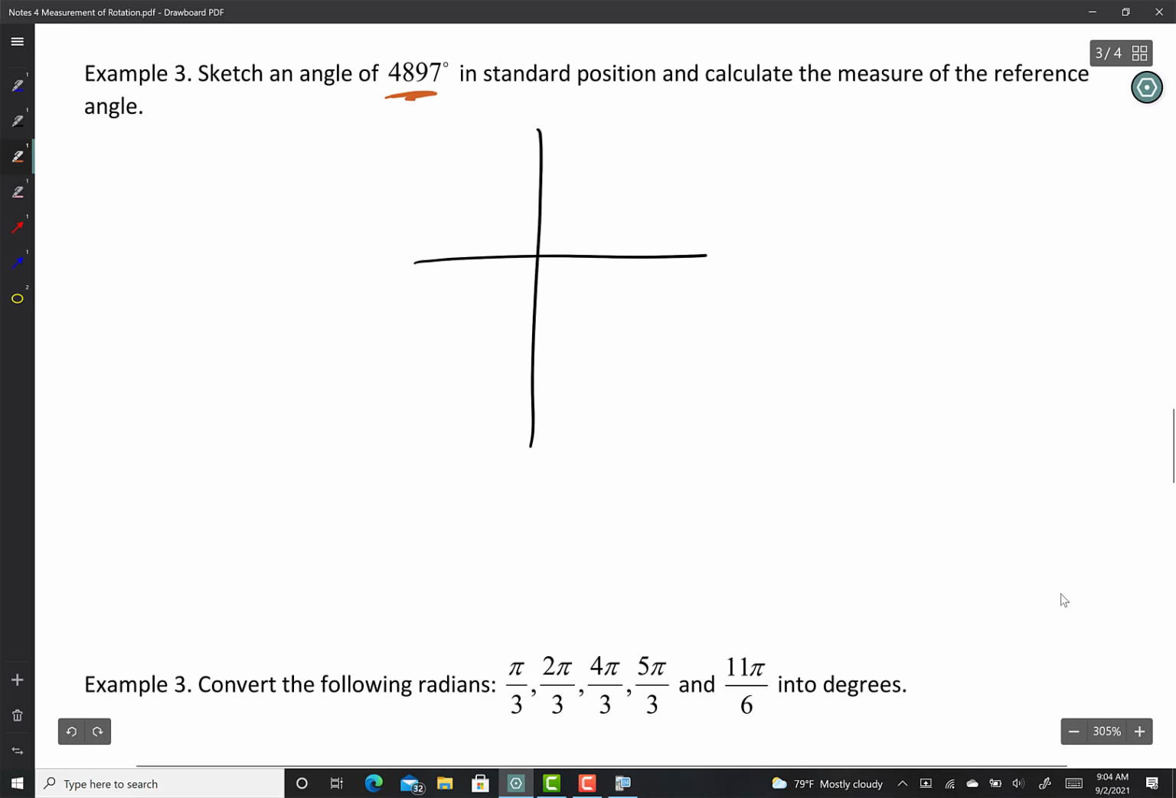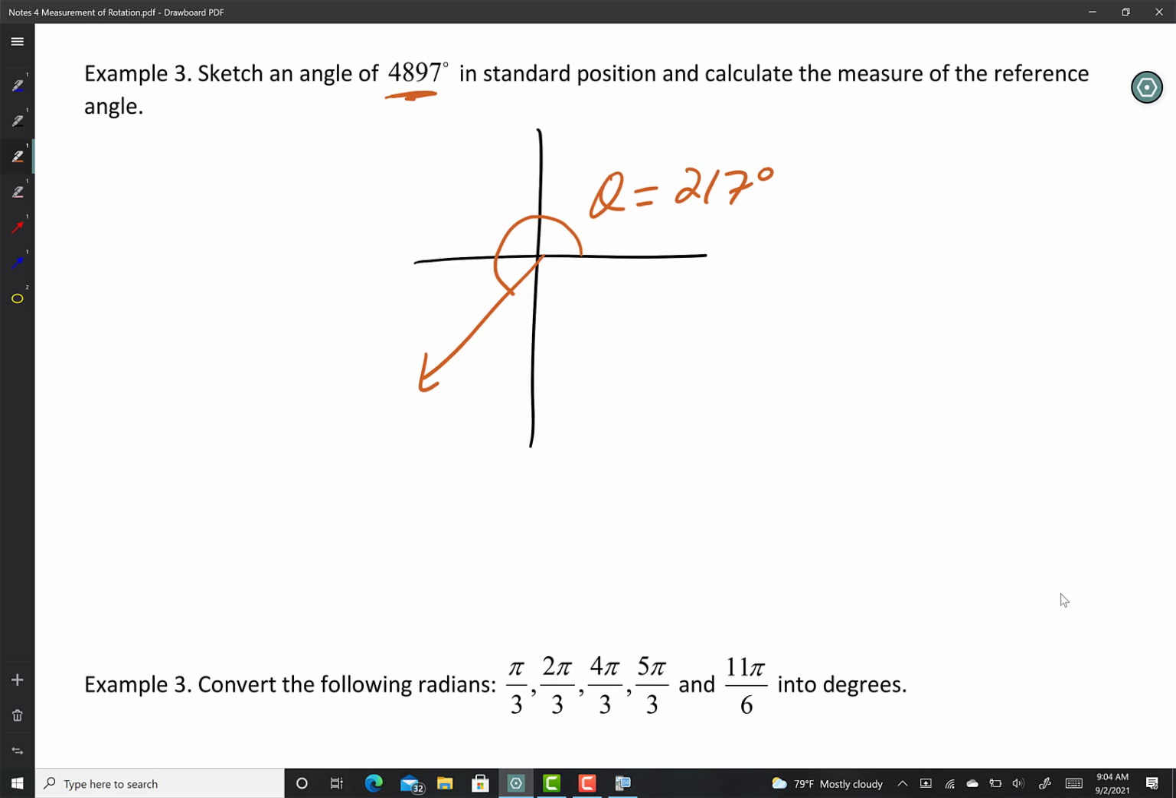Okay. 217. So where is 217 at? Quadrant 3. Here I am. Quadrant 3. That angle there technically is 217, but it's coterminal. It's also the same thing as 4,897. Cool or not cool? Every angle has an infinite amount of coterminal angles, yes. Are we okay right now, guys?